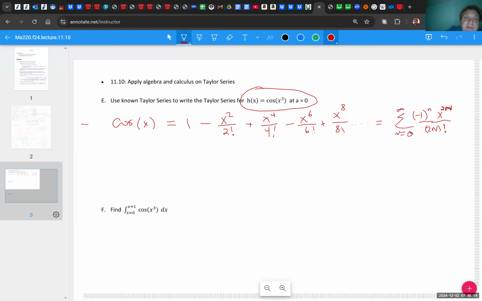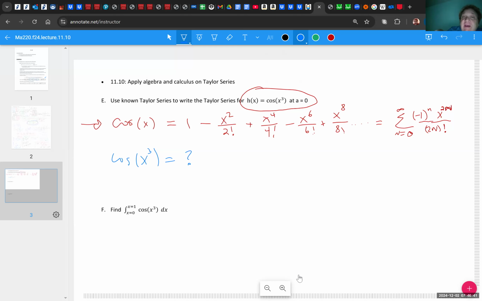So this is cosine. Now we're looking for cosine x cubed. So we want to find cosine x cubed. How do we find the Taylor series polynomial for that? Okay, so I'll put the question mark over here. Well, believe it or not, this is an equation. Cosine x equals 1 minus x squared over 2 factorial, etc. That's an equal sign, right?